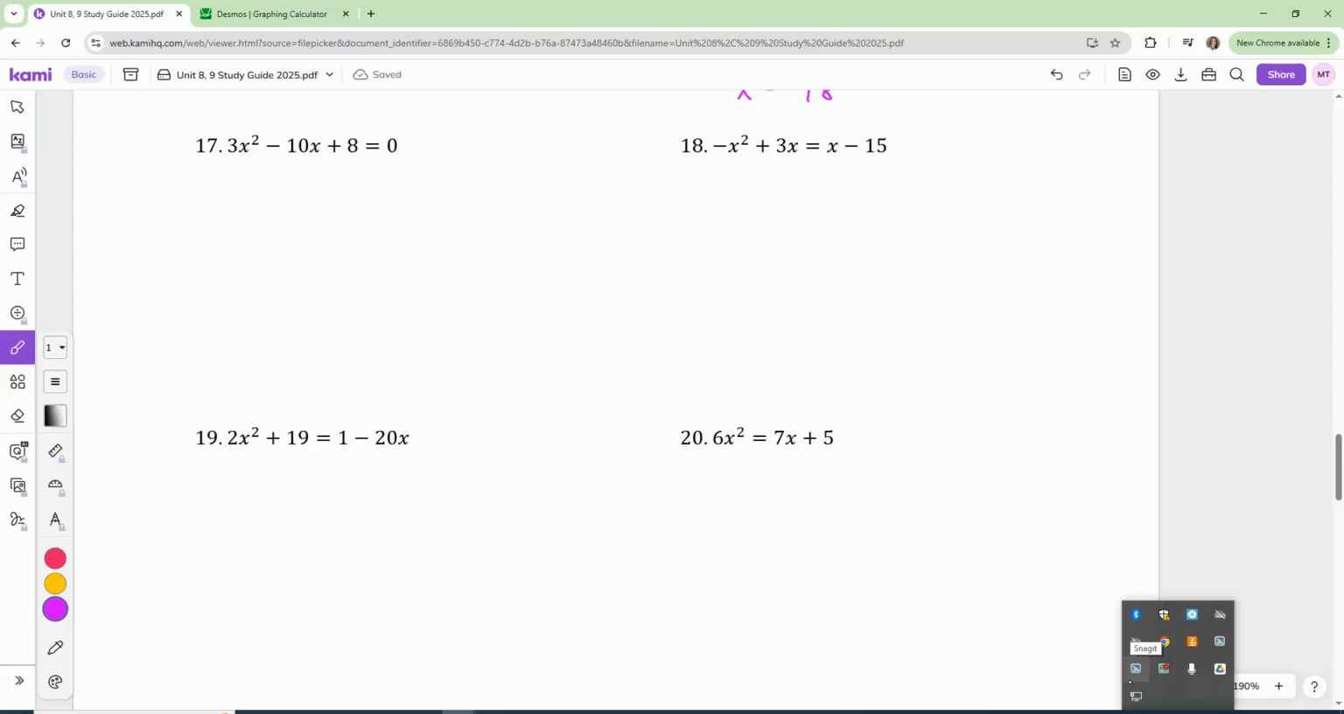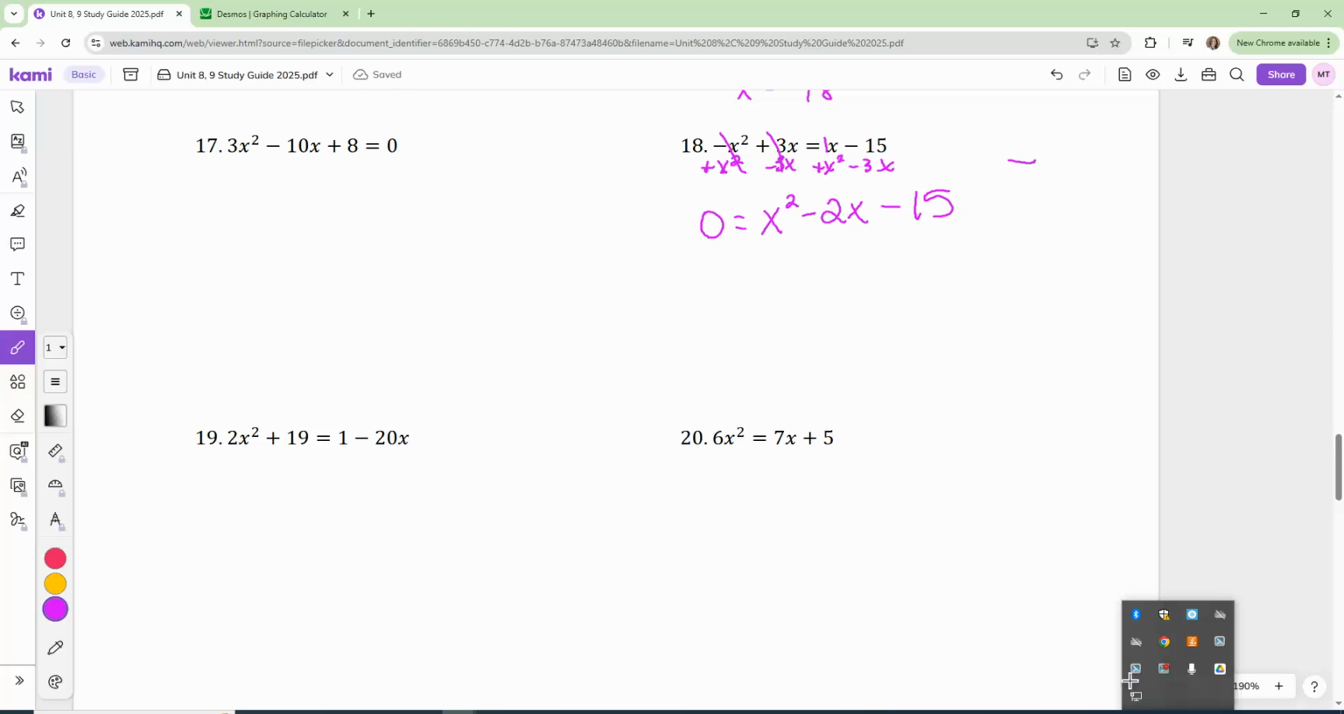Let's talk about a couple more of these. So I'm not doing all of them, but I'm trying to hit a few to refresh our memory. Number 18. We want everything to be on one side. We like our x squared to be positive. So what I'm going to do is add over my x squared and subtract my 3x, because we need a 0. So we get 0 equals, I don't have any other x squareds. 1x minus 3x is negative 2x. Minus 15.